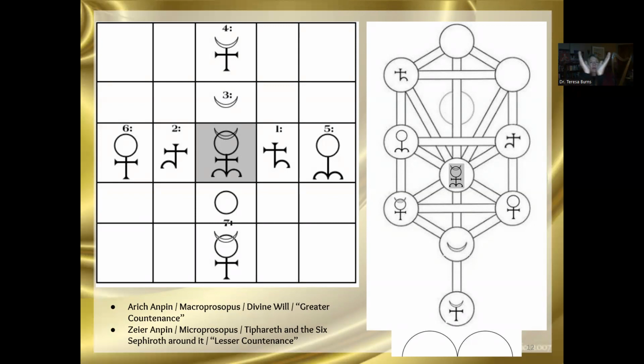But you have this Mercury glyph that looks like you've raised your Kabbalistic eyes up to Tifereth. And we remember all the things that become associated with Tifereth, the Zaire Anpin, the microprosopus, which will then refer to the 6 Sephiroth around it if you count in Daat as a Sephirah. Sometimes it's called the lesser countenance.